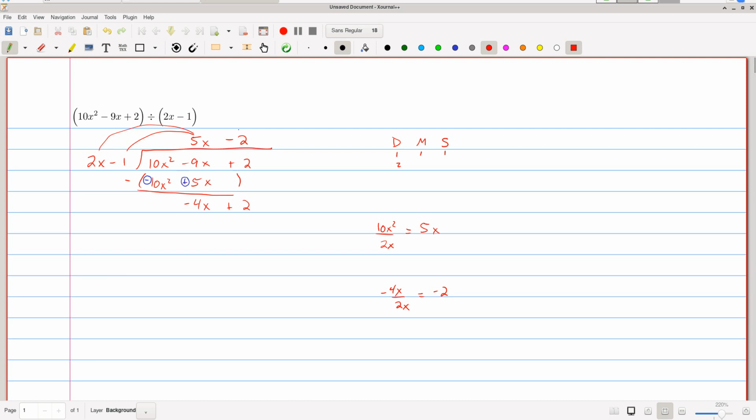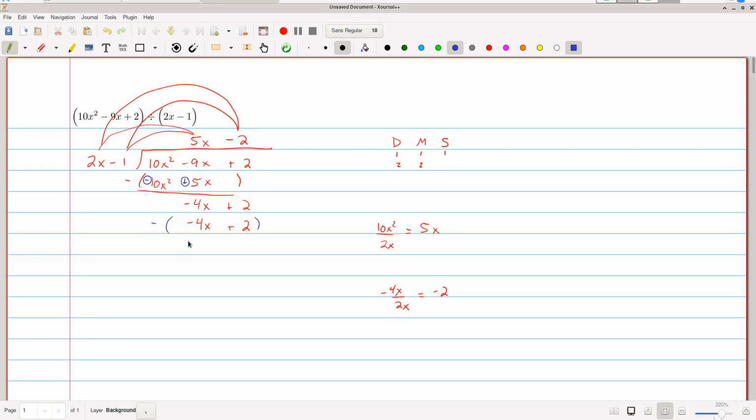So we're going to take this negative 2 and distribute to both terms. So negative 2 times 2x is negative 4x. Negative 2 times negative 1 is positive 2. After multiplying, we go on and subtract.